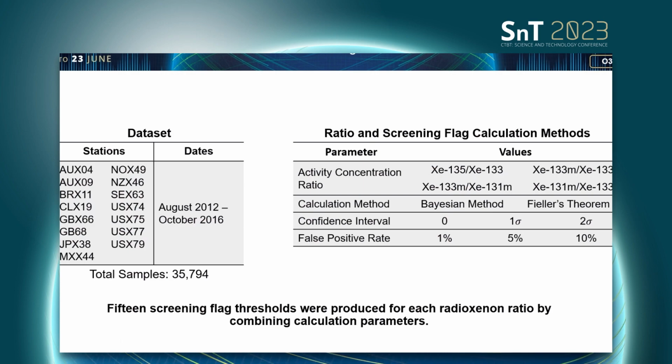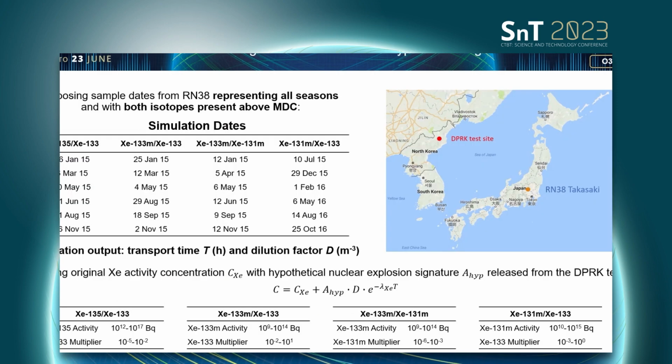After we had calculated the ratios for all of these IMS samples, we sorted each of those resulting columns of data and then placed new threshold values at 1, 5, and 10% false positive rates. After we came up with these new threshold values, we wanted to score them, and we did so by adding together hypothetical signatures with actual observed xenon concentrations. We started by choosing samples from JPX38, which represented all seasons, and we chose dates where both isotopes of the relevant ratio were present above MDC.